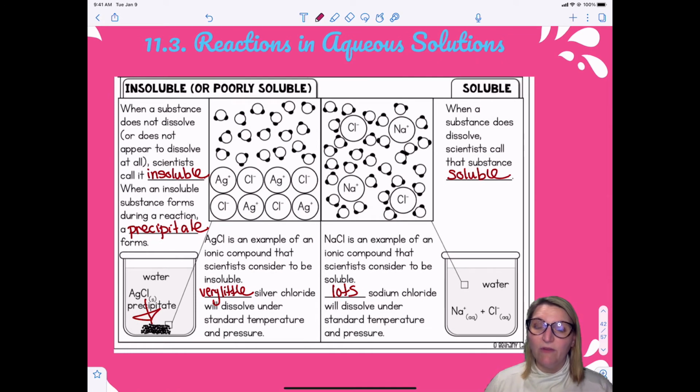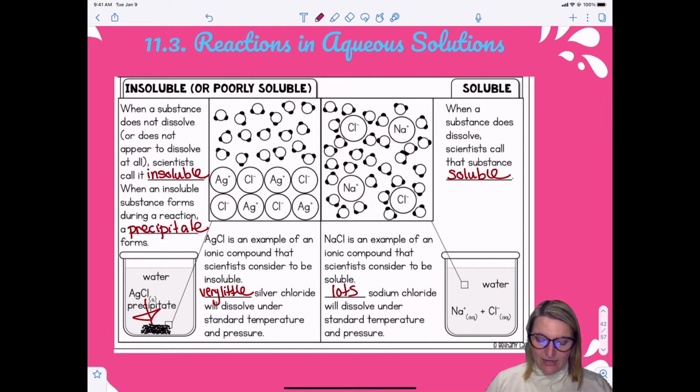Some compounds are soluble, some compounds are insoluble. When we talked about ionic compounds at first, we said ionic compounds dissolve in water and they dissociate. And then we did that lab with the drops and you saw, well, sometimes they do and sometimes they don't. And I asked you to come up with some general rules for when they do and when they don't. And this is when we're actually going to learn them for certain. So when a substance does not dissolve or doesn't appear to dissolve very much, we call that insoluble. And when an insoluble substance forms during a reaction, we say a precipitate forms.